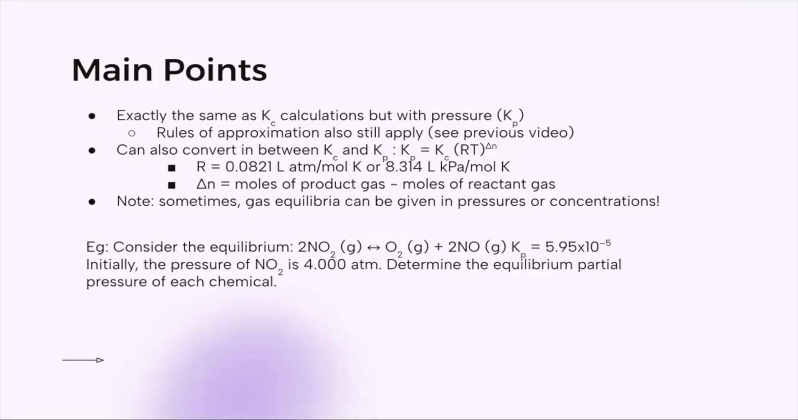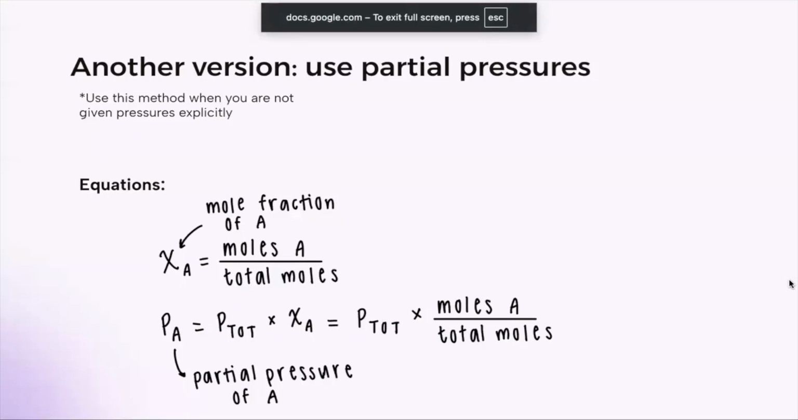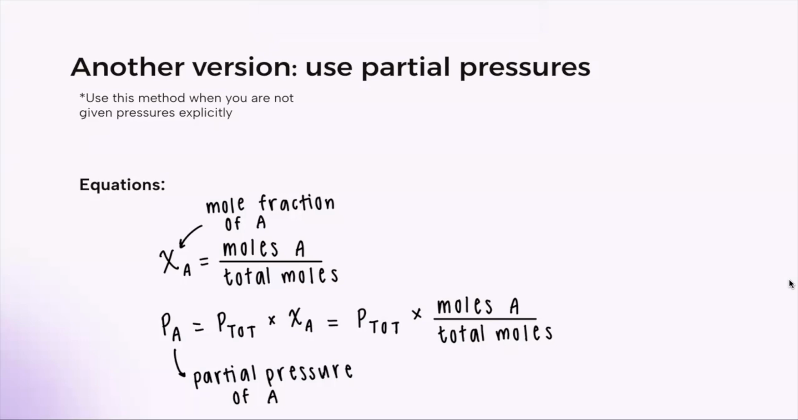So we're not going to work through this problem, but this is an example of a Kp problem you might be given. So I'll give you a moment to read it. So the setup is exactly the same. It's just that now we are given the pressure of NO2. So there are also some additional calculations you can do with mole fractions and partial pressures when you're dealing with Kp. You don't always need to do them, but they're an additional route you can take, and they can be helpful when you're not given the pressures of the reactants and products explicitly.